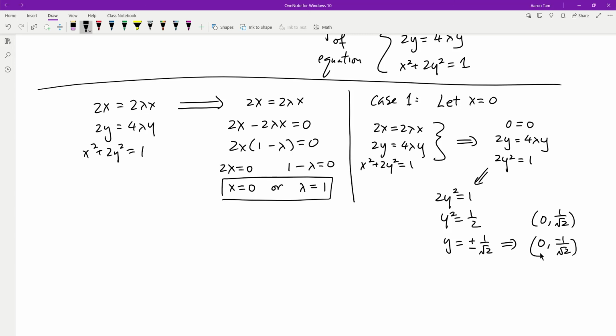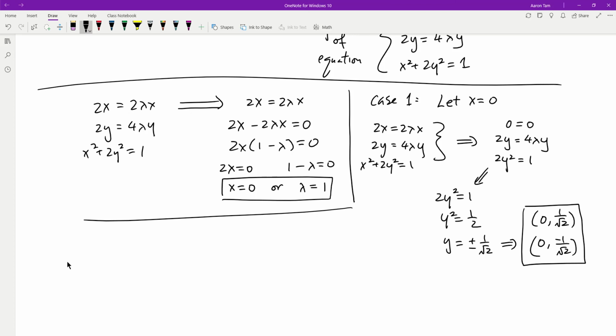And some of you also might be thinking, okay, so now should I find lambda? The answer is no, actually, I'm not going to find lambda. The reason why? Because lambda is not part of our solution. I'm simply looking for x and y that would form the points for the critical points. Lambda doesn't do anything, and in this case, since I already have my coordinates for my critical point, I'm not going to bother finding lambda.